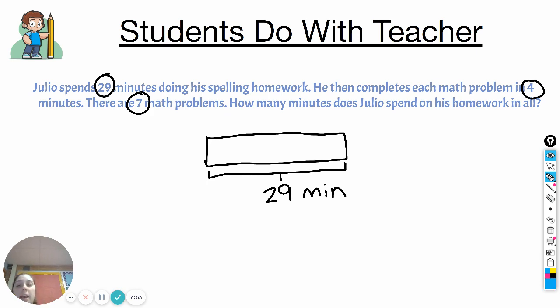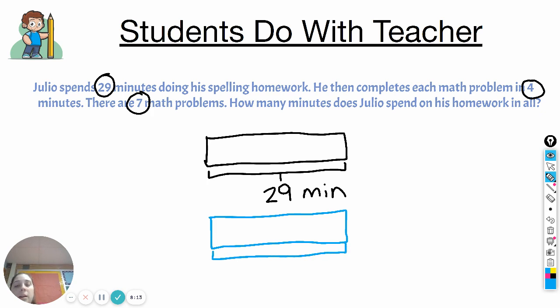We're going to make another tape diagram right below. We don't exactly know how long it needs to be yet, so we're just going to kind of guess. This is going to be for his math problems. We know he does 7 math problems, and each of them take 4 minutes. So I'm going to label this as 7 groups because he does 7 problems. Go ahead and label your tape diagram.